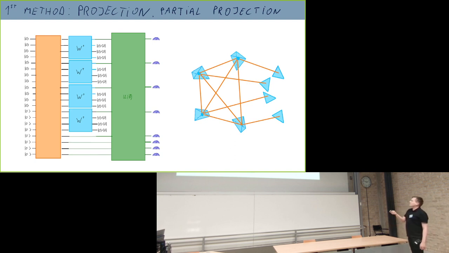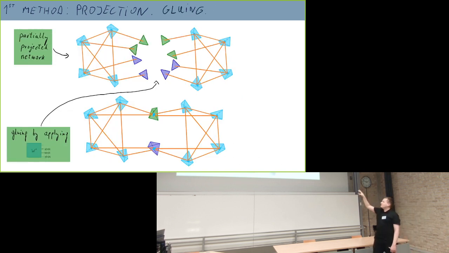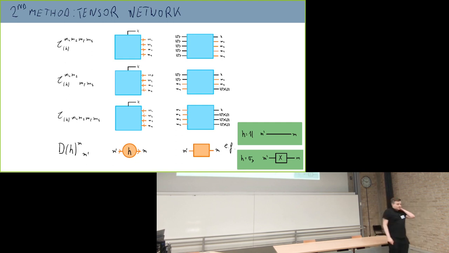So, for example, we can take our pentagram, but we leave these four spins without projection, and then we can glue together two such spin networks and obtain a spin network with 10 nodes. And using these partially projected spin networks, we can build up spin networks with higher and higher numbers of nodes with not many measurements. But there is also a second method, which is better, which is a tensor inspired network.